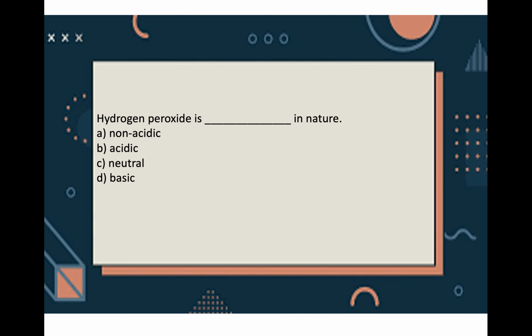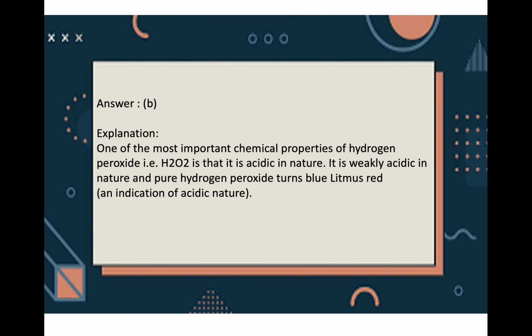Now, hydrogen peroxide is dash in nature. Is it non-acidic, acidic, neutral or basic? The answer is acidic in nature, because one of the most important properties of hydrogen peroxide is its acidic nature. It is weakly acidic, and pure hydrogen peroxide turns blue litmus red. So what does it indicate? It is an indication of acidic nature, that is, turning blue litmus to red.